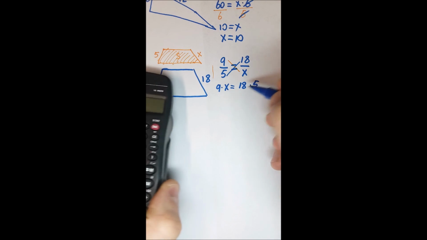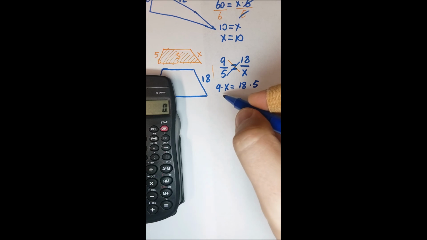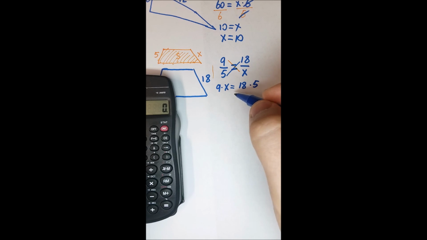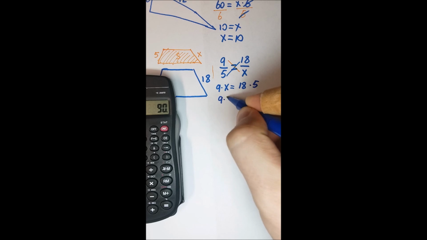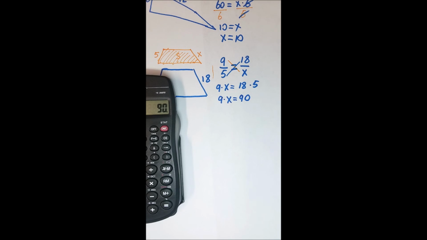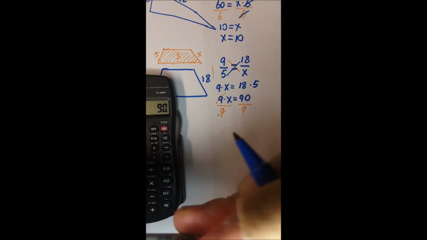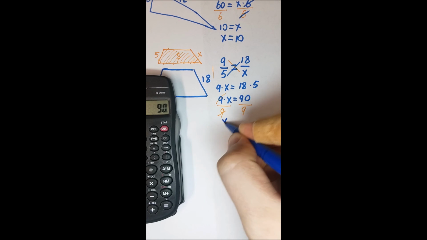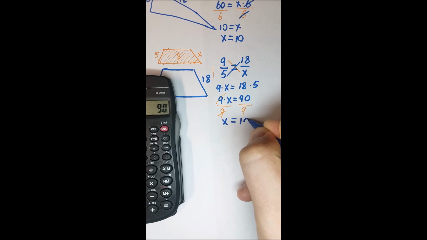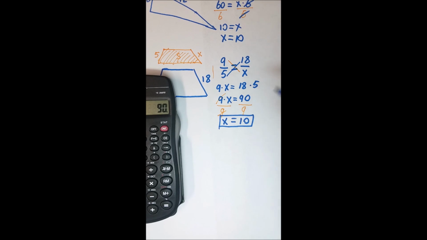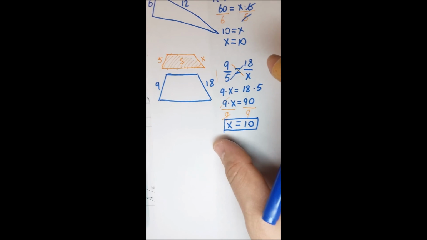Well, 9x, I don't know how to work this one because I don't know x, but I do know that 18 times 5 equals 90. So 9 times x equals 90. It's very convenient because all you've got to do now is divide both sides by 9, since 9 is next to x. 9 and 9 cancel out on the left, leaving you just x equals 90 divided by 9, which is 10. Again, it's a nice problem, and x equals 10.